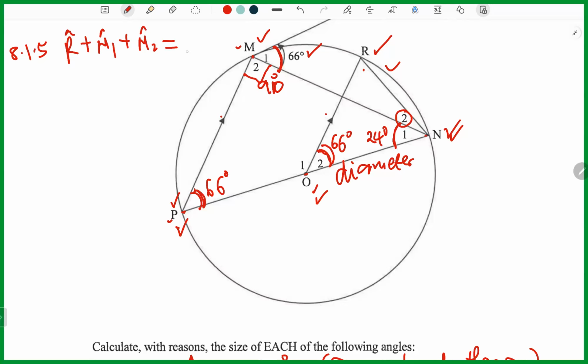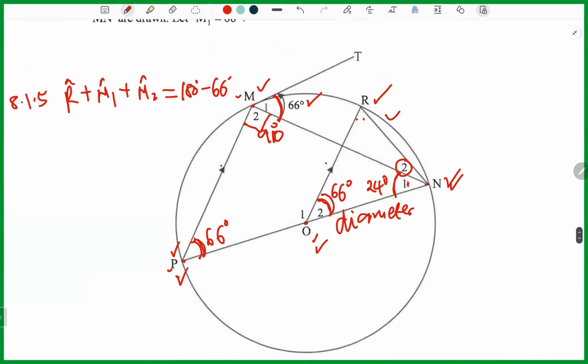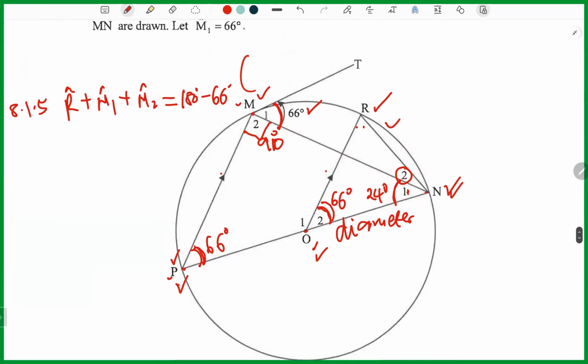So which means that if I add these ones here, I'm going to get 180 degrees minus the 66 degrees. If you're adding the two angles, you can say 180 minus the third angle. Why is this the case? Because we're dealing with the sum of angles of triangle R and O.